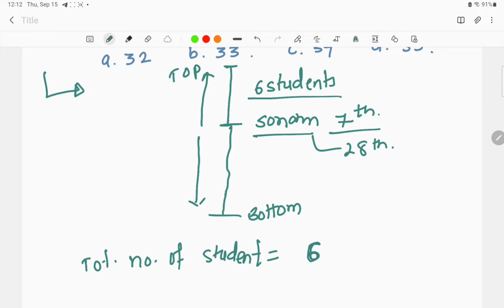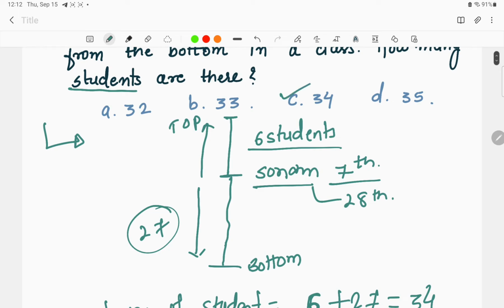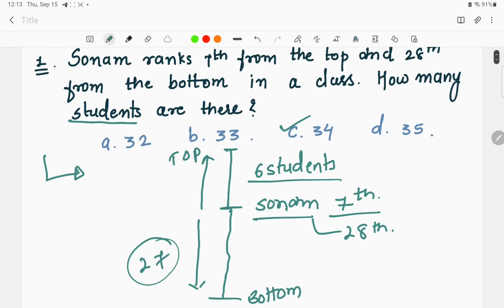This is the first thing. Now the second thing is that she is at the 28th position from the bottom. So below Sonam, how many students will be there? After her there are 27 students, right? So after Sonam there are 27 students and before her there are 6 students. So what we will do here is 26 plus 27, is equal to what? 34. So there are 34 students in the class. There are 34 students in the row, we can say.